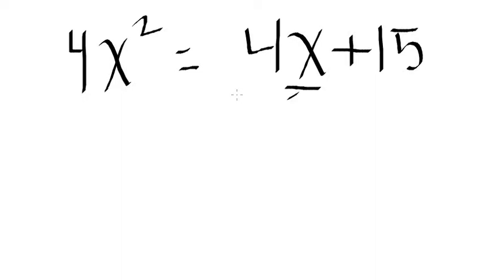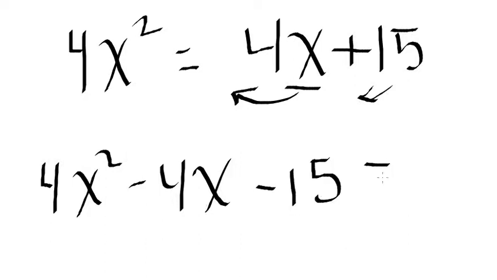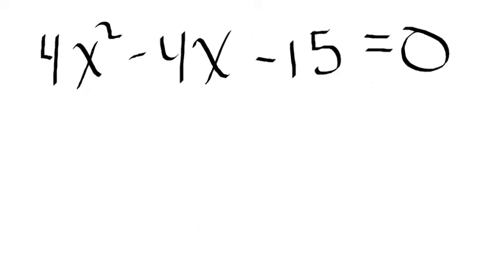Let's go ahead and take this 4x over to the left of the equals and the 15. So this becomes 4x squared minus 4x minus 15. We're subtracting 4x from both sides and subtracting 15 from both sides. Now we have a quadratic equation, and we hope that it factors. That's what's important. We got to hope this thing factors nicely.